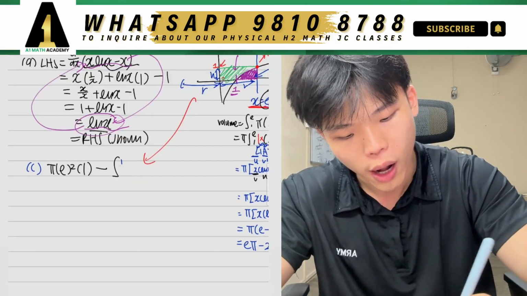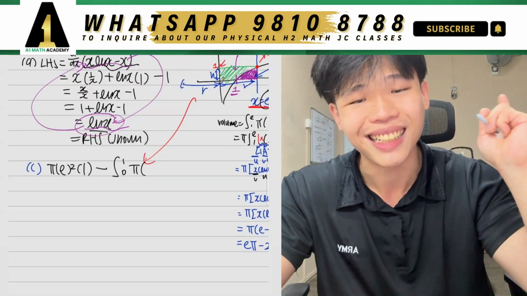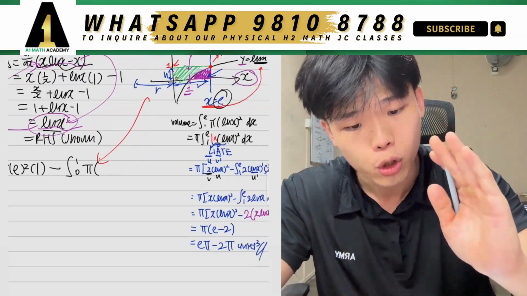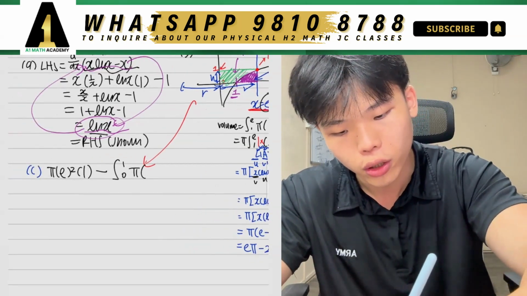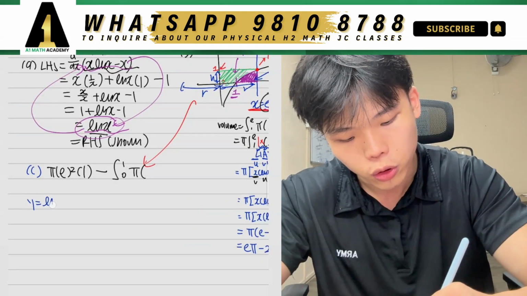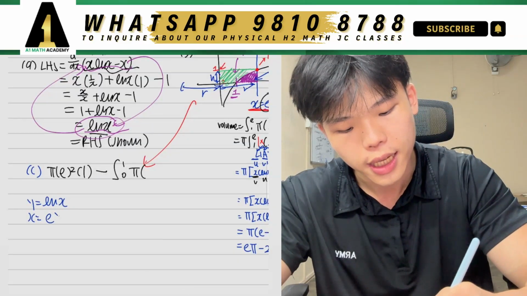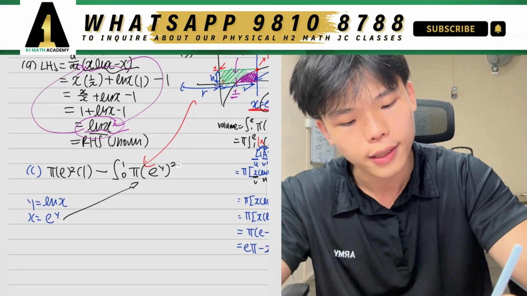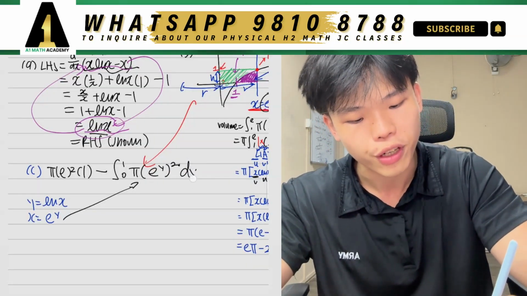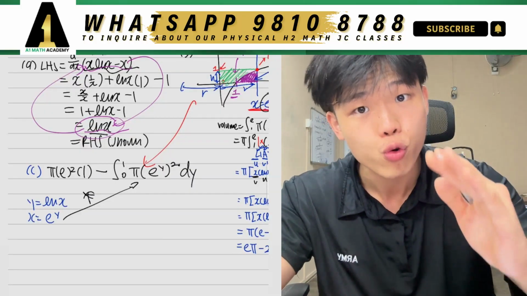So my upper limit is 1, my lower limit is 0, this is pi, and now since it's against the y-axis, we need to make sure that our variable is with respect to y. So recall that the equation is y equals ln x. If I want to make x the subject, it will be x equals e to the power of y. Therefore, inside over here, I will make it e to the power of y squared because it's with respect to the y-axis now, right? So just take note of this very, very crucial distinction.